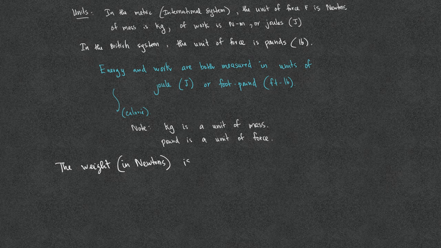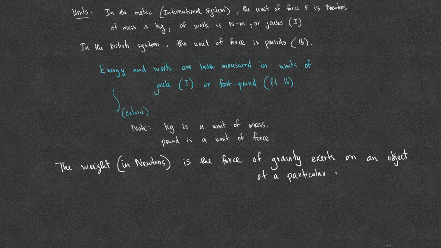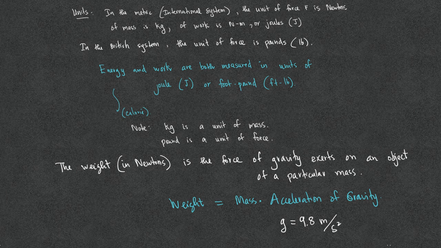The weight in newtons is the force that gravity exerts on an object of a particular mass m. In particular, the weight equals the mass times the acceleration of gravity. And the gravity near the surface of the earth is 9.8 meters per second squared.